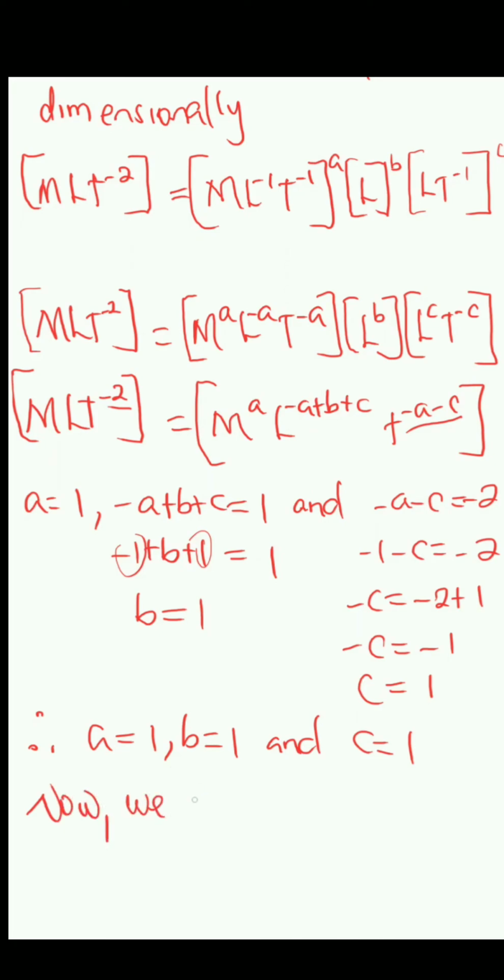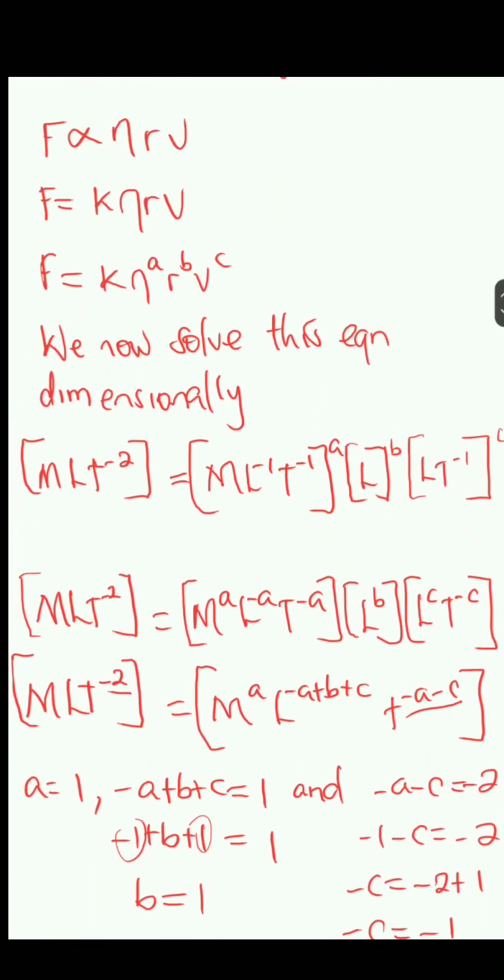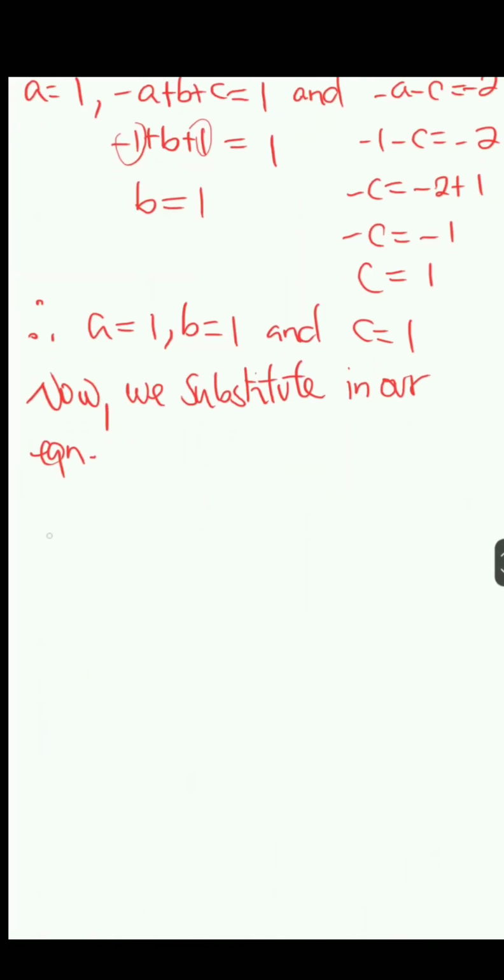So what we're going to do next is substitute these values for A, B, and C in our equation. So our equation is given as F, the force, which is equal to the constant K multiplied by the viscosity to the power A, then the radius to the power B, and the velocity to the power C. Now we know what A, B, and C are, so it will be F equals K, then the viscosity to the power 1, then R and V, like that.